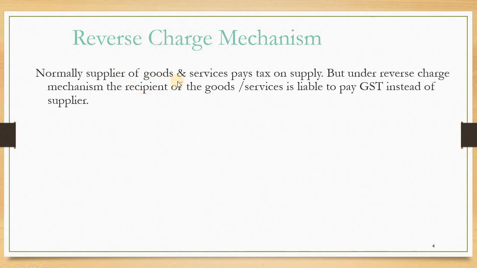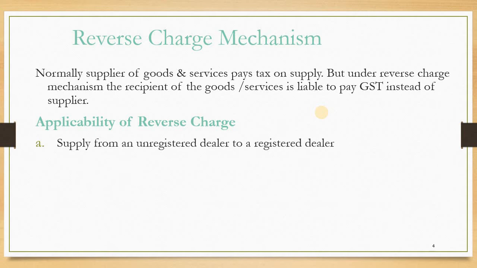So normally the supplier of goods and services pays tax on supply, but under reverse charge mechanism, the recipient of the goods and services is liable to pay GST instead of the supplier. Applicability of reverse charge: where it is applied, in which cases. The first case to which reverse charge mechanism applies is supply from an unregistered dealer to a registered dealer.